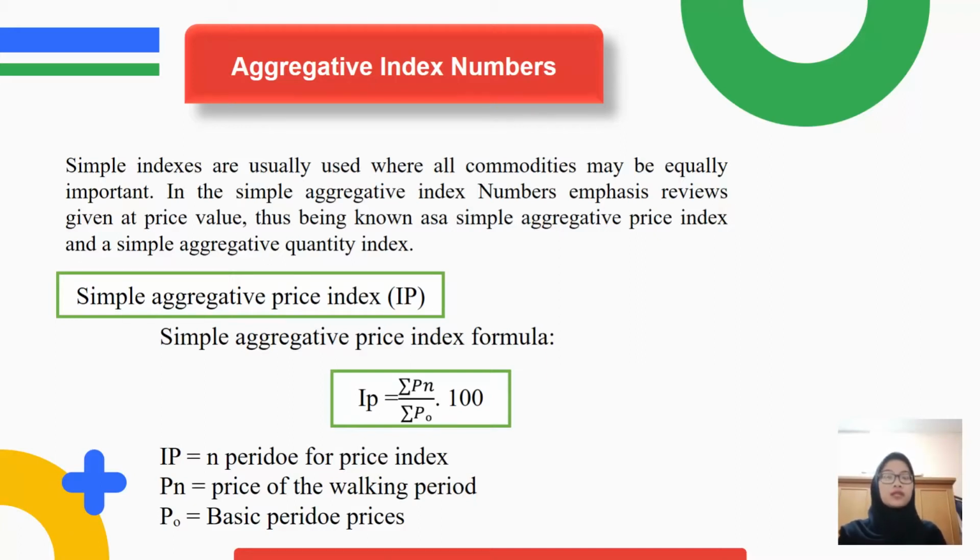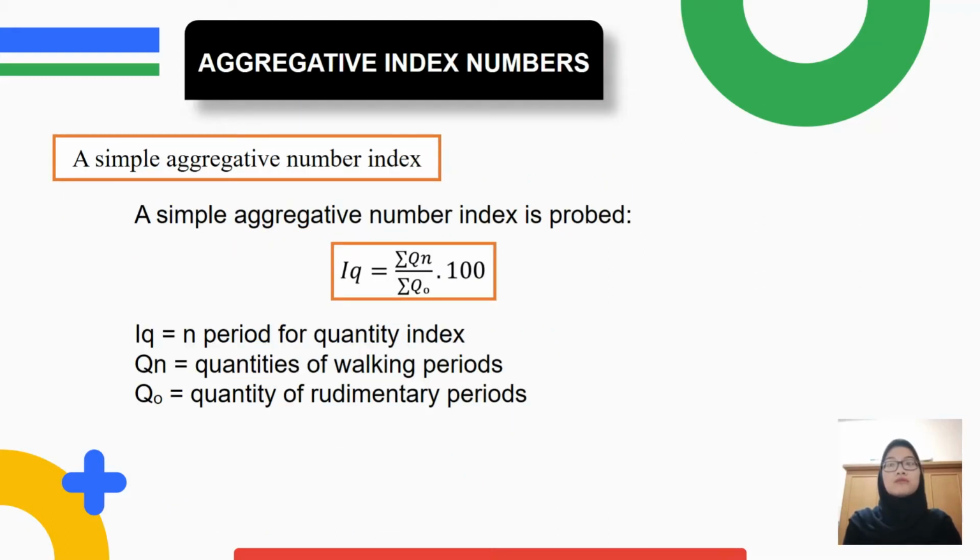First is the simple aggregative price index, or IP. The formula is IP equals sigma Pn divided by sigma P0, multiplied by 100, where IP is the price index for period n, Pn is the price of the working period, and P0 is the basic period price. The simple aggregative quantity index is IQ equals sigma Qn divided by sigma Q0, multiplied by 100, where IQ is the quantity index for period n, Qn is the quantity of the working period, and Q0 is the quantity of the basic period.